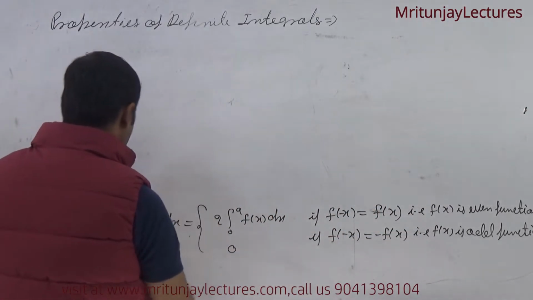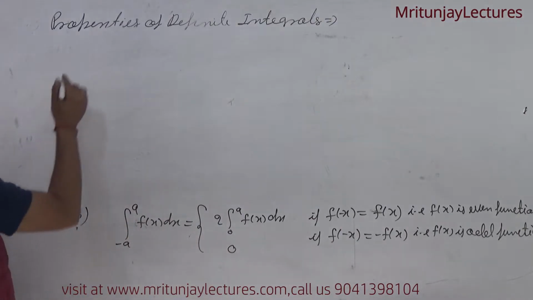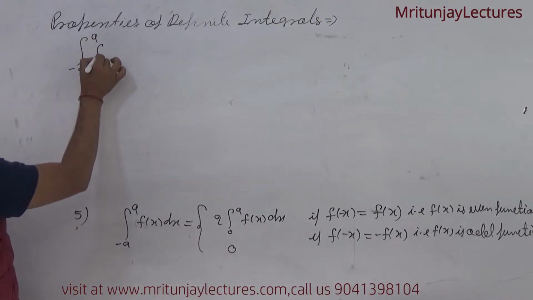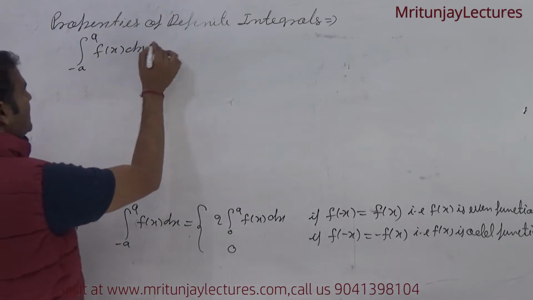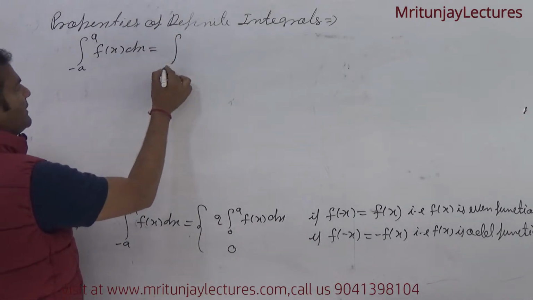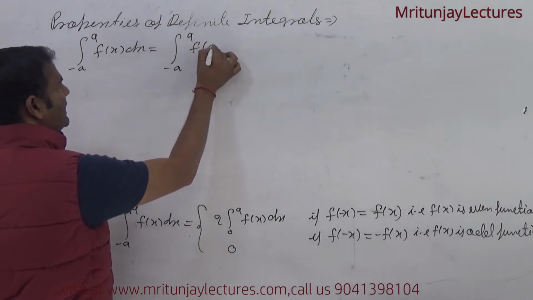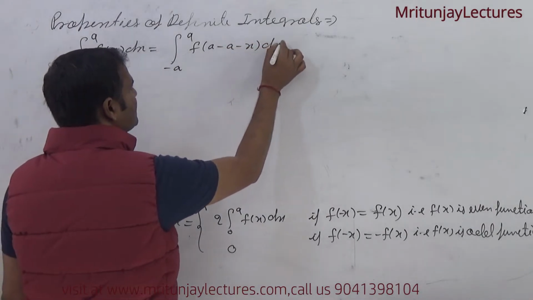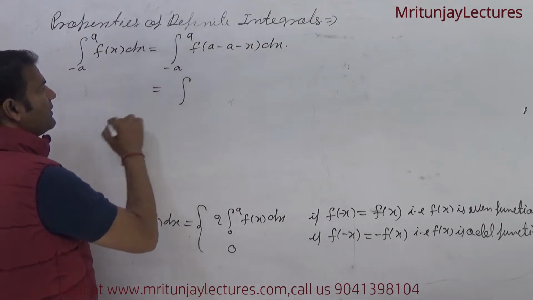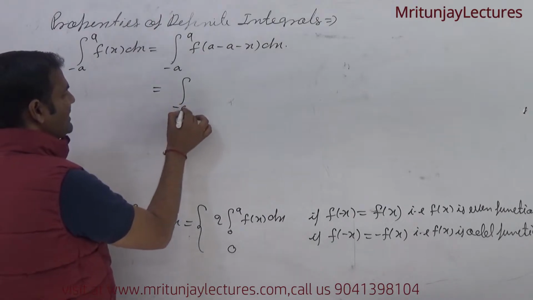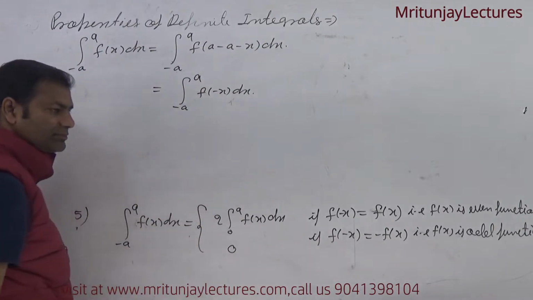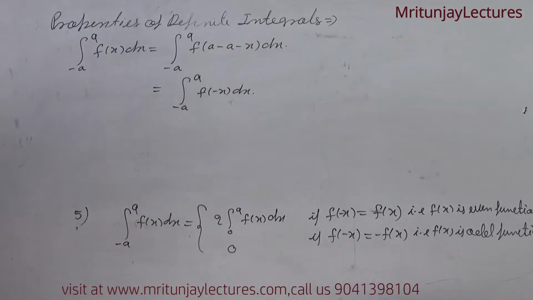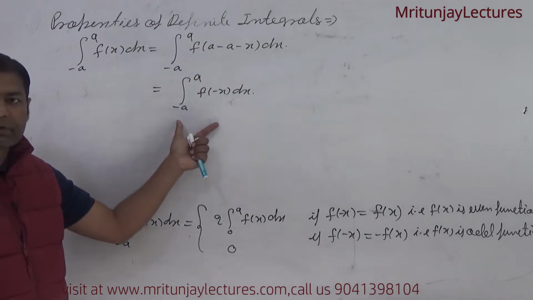Now, integral from minus a to plus a of f of x dx. Apply property number 4. We get integral from minus a to plus a of f of a minus x dx. So we get integral from minus a to plus a of f of minus x dx. Clear? Okay, this one is written corresponding to this one.